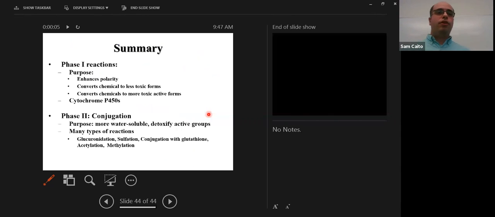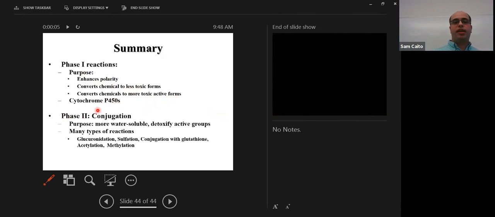So to summarize the two different phases of metabolism: we have phase 1 with the purpose of enhancing the polarity, converting chemicals to a less toxic form, and converting chemicals to more toxic active forms when there's bioactivation. So there is that little caveat. It's not always a beneficial thing. And this is primarily cytochrome P450s. There are other phase 1 metabolic enzymes which we did not talk about. The major one is the cytochrome P450.